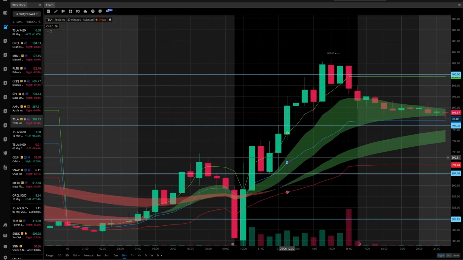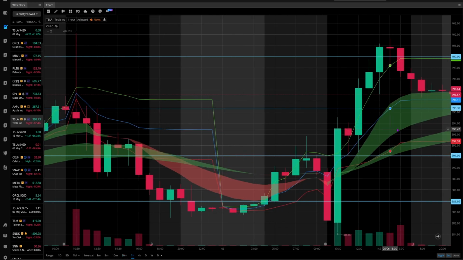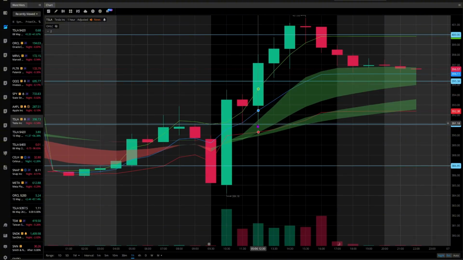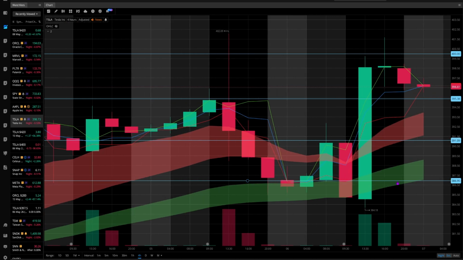VWAPs held up here. We didn't come down to the cloud because we were trending high. We were moving with it, right? 4-hour test. Look at the 1-hour test, guys. You see a strong hold above. We came down, tested, wicked at 391 2 times, testing the cloud, right? Shows you guys that trend is strong. Just some multi-time frame analysis.